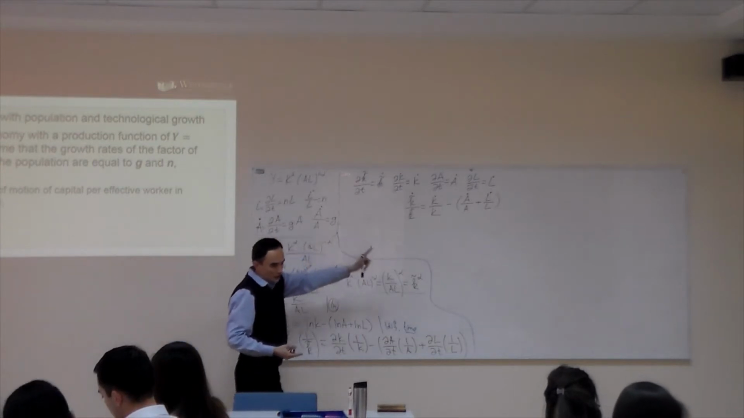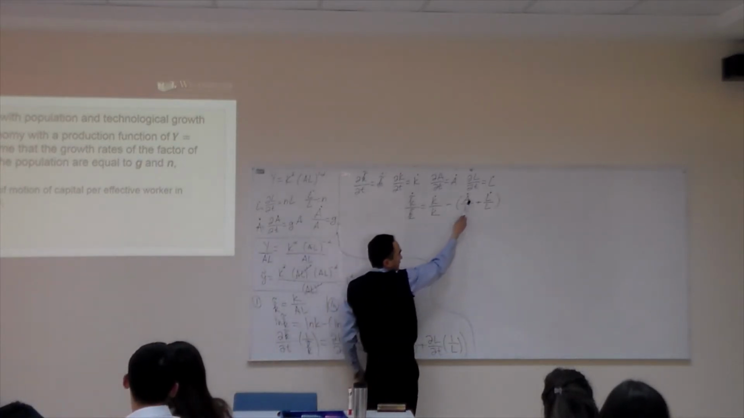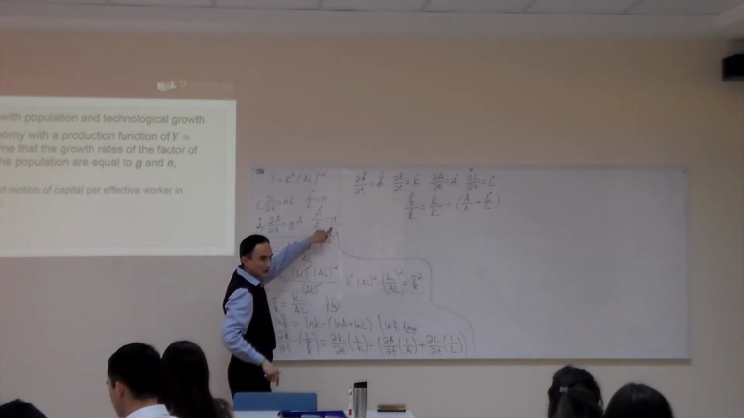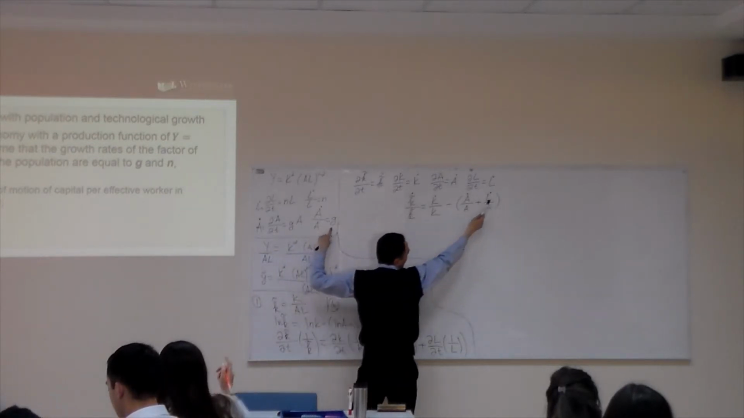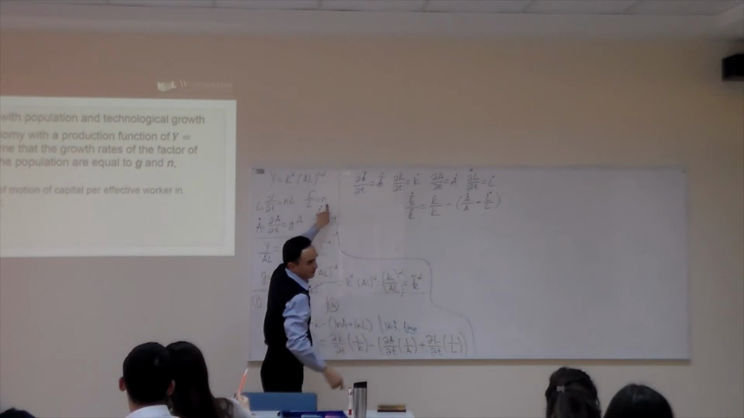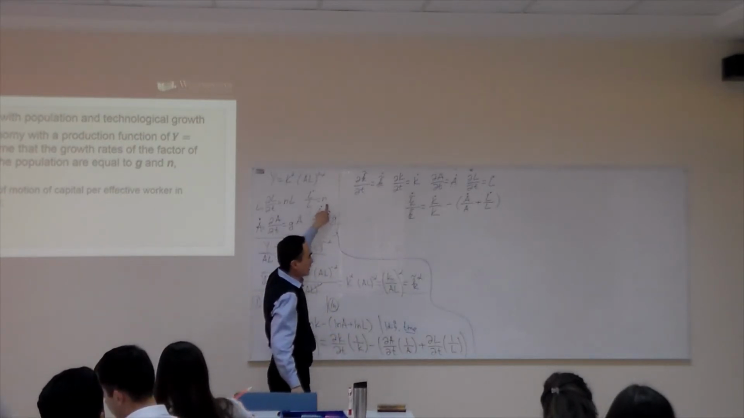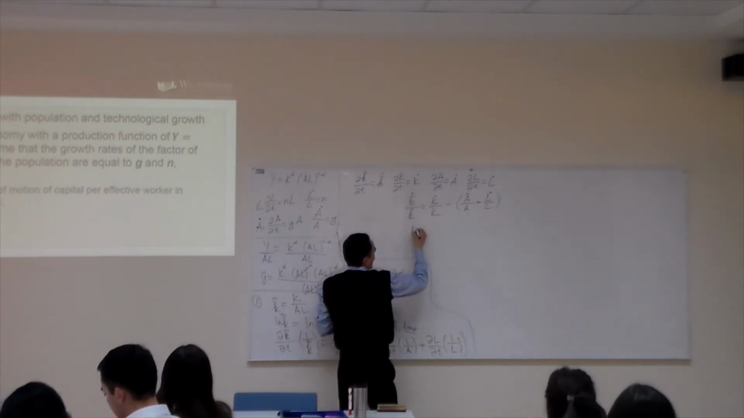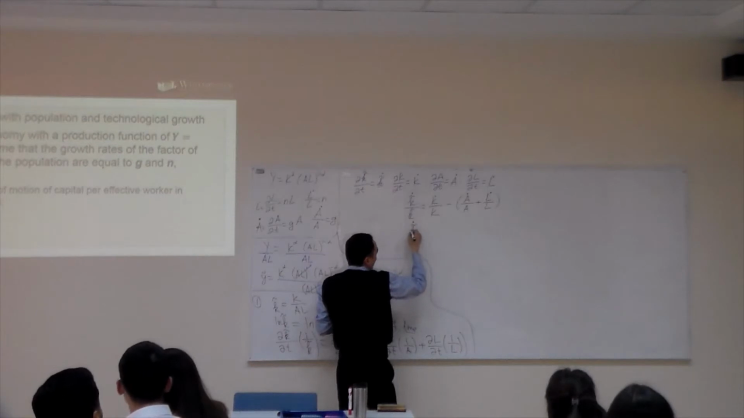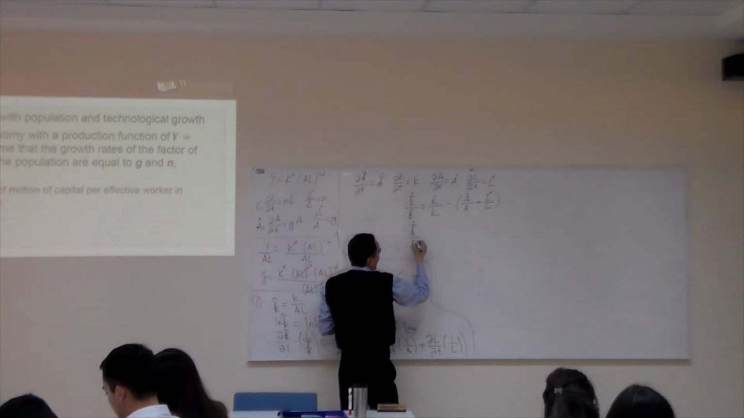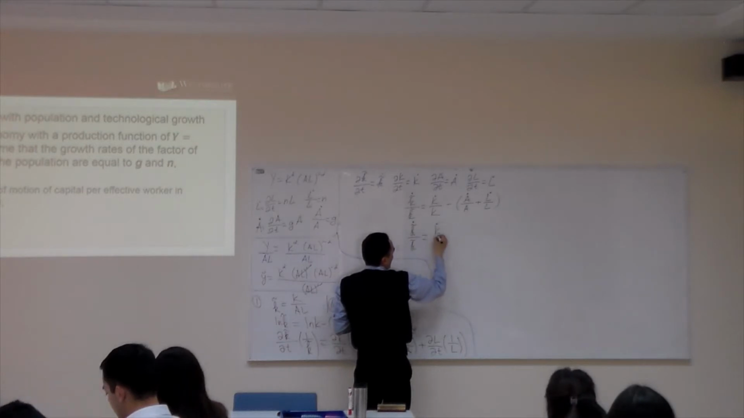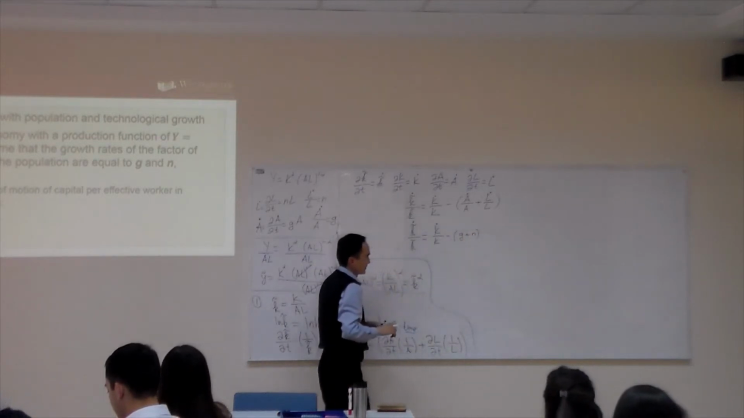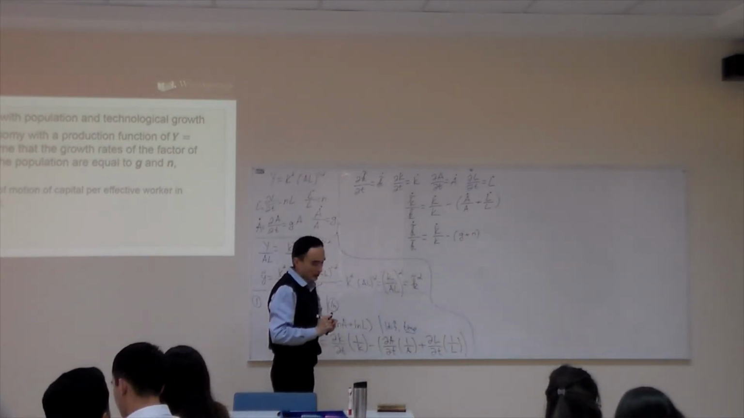Population is growing, technology is growing. So now, change in technology over technology is equal to the growth rate of technology, right? Change in labor over labor is equal to the growth rate of population, labor. So now this one is equal to G, and this one is equal to N. So now we can write it as change in capital per effective labor over capital per effective labor is equal to change in capital stock over capital stock minus G plus N. Yes? Okay.